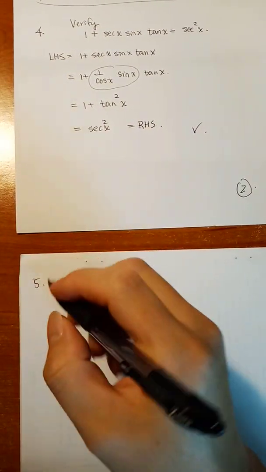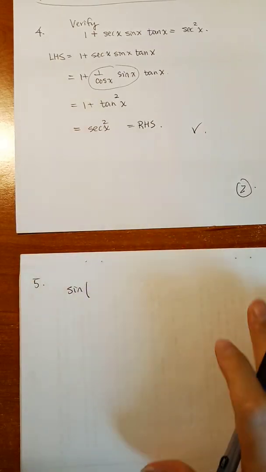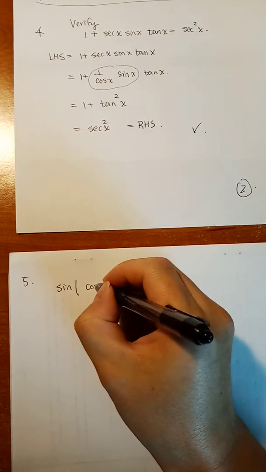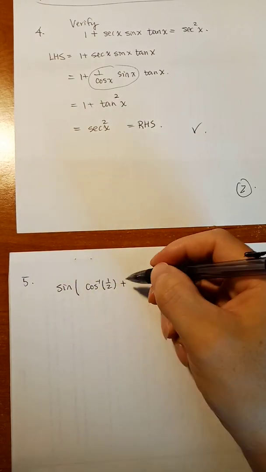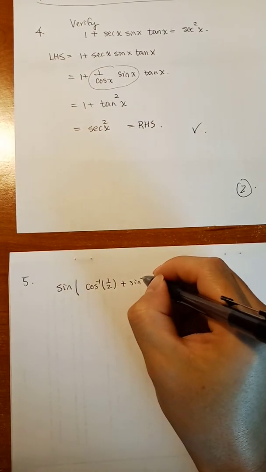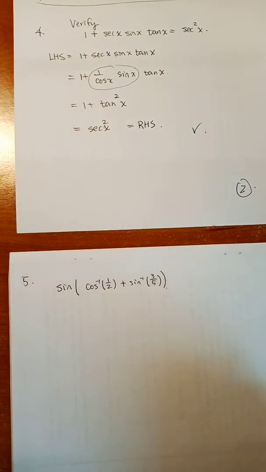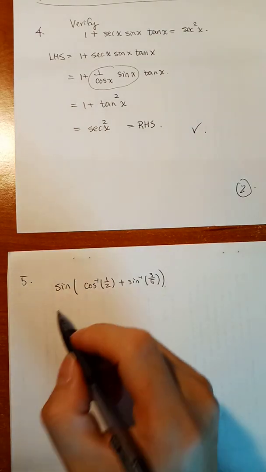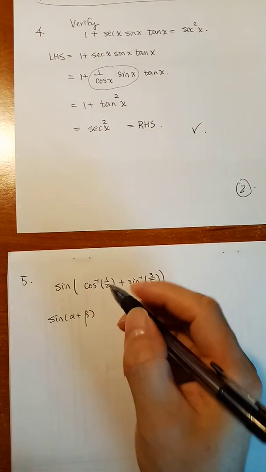Problem 5. Find the value of sine of cosine inverse 1/2 plus sine inverse 3/5. We're looking for this value. It will take some computation. Let's check. First, sine of alpha plus beta, we have the sum rule.